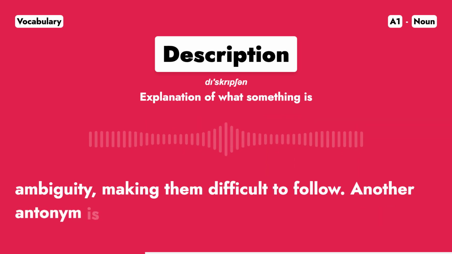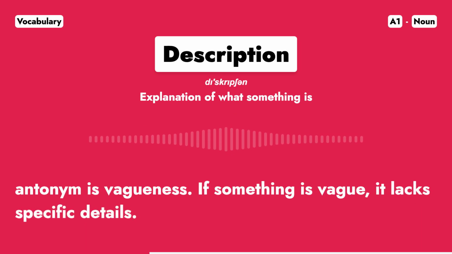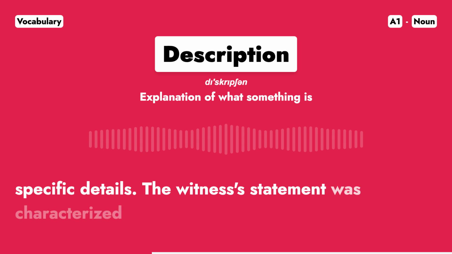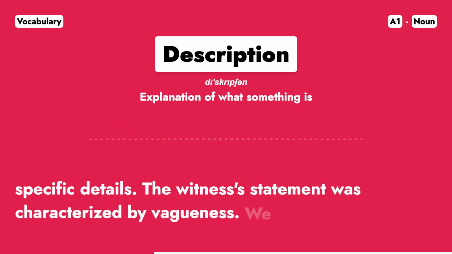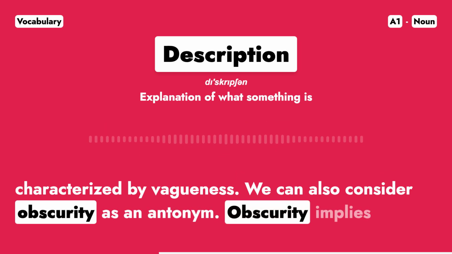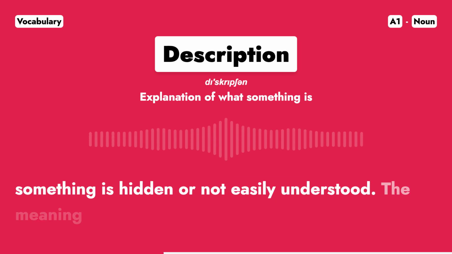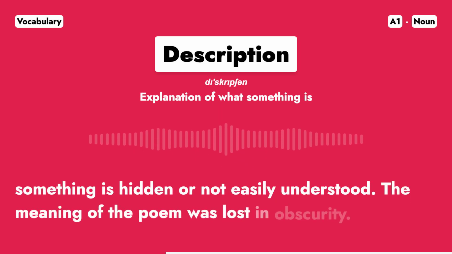Another antonym is vagueness. If something is vague, it lacks specific details. The witness's statement was characterized by vagueness. We can also consider obscurity as an antonym. Obscurity implies that something is hidden or not easily understood. The meaning of the poem was lost in obscurity.